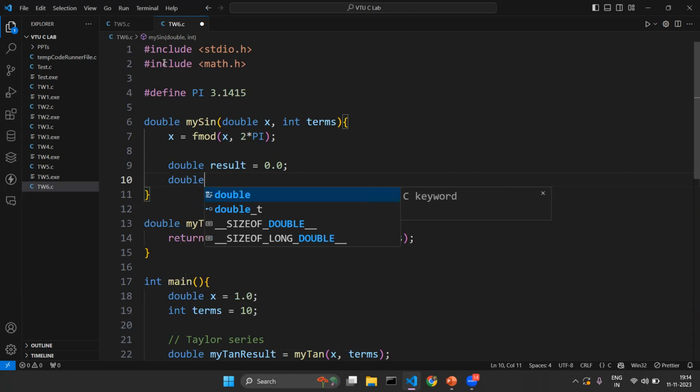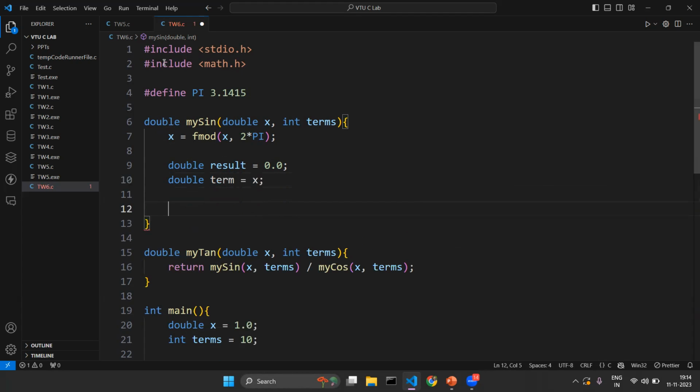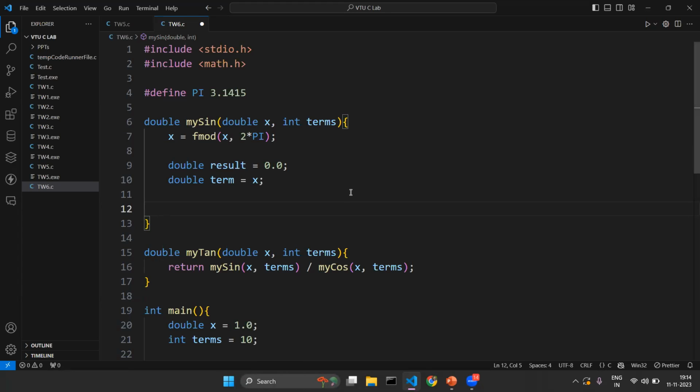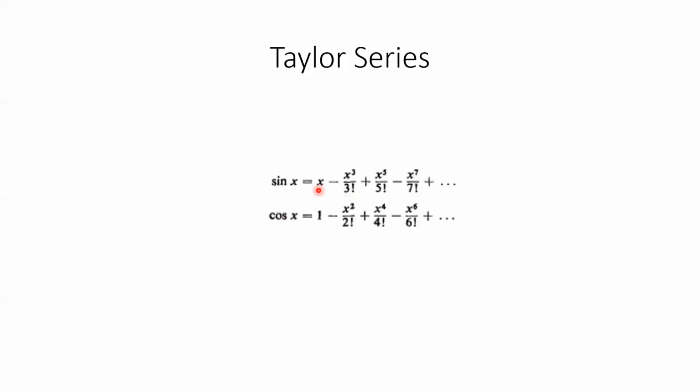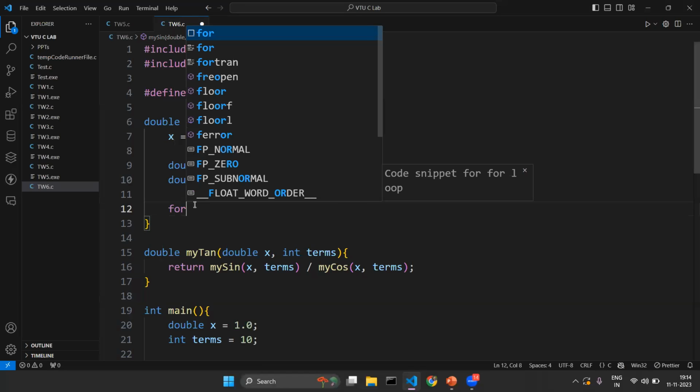We will be calculating each term in the series using double term equal to x. The term is like we can see here: this x is particularly one term, minus x cube by 3 factorial is another term. Each term in the series we are going to store in the double term. Initially it will be x in the sine, so initially it is x. We will keep on changing it using a for loop. So let us set a for loop.